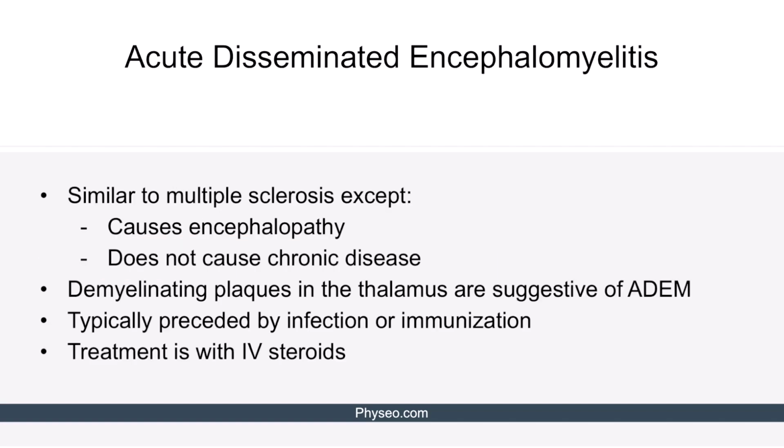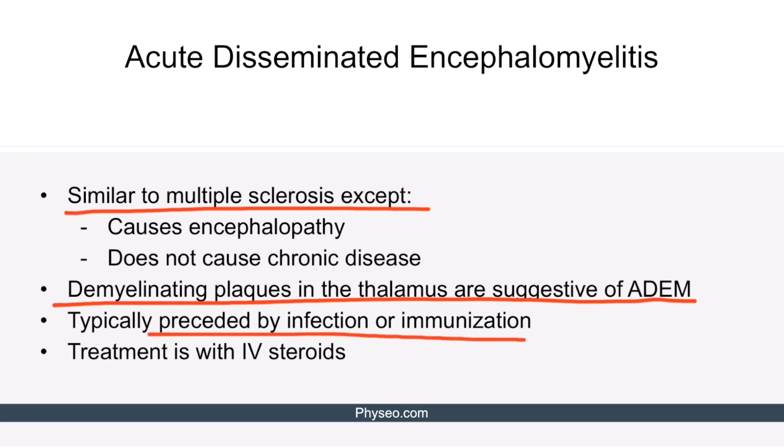Acute disseminated encephalomyelitis, or ADEM, is a disorder similar to multiple sclerosis, except it causes encephalopathy and it does not cause chronic disease. In other words, you can think of ADEM as a one-time multiple sclerosis with encephalopathy. It's worth your time to know that demyelinating plaques in the thalamus are more suggestive of ADEM than multiple sclerosis. Recall, multiple sclerosis typically leads to periventricular demyelinating plaques, whereas ADEM is typically preceded by infection or immunization, and it's treated with IV steroids, which is very similar to how you treat the acute flares in multiple sclerosis.